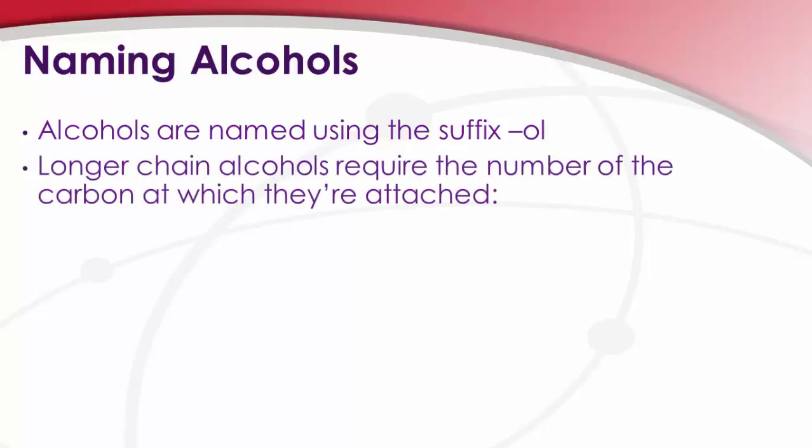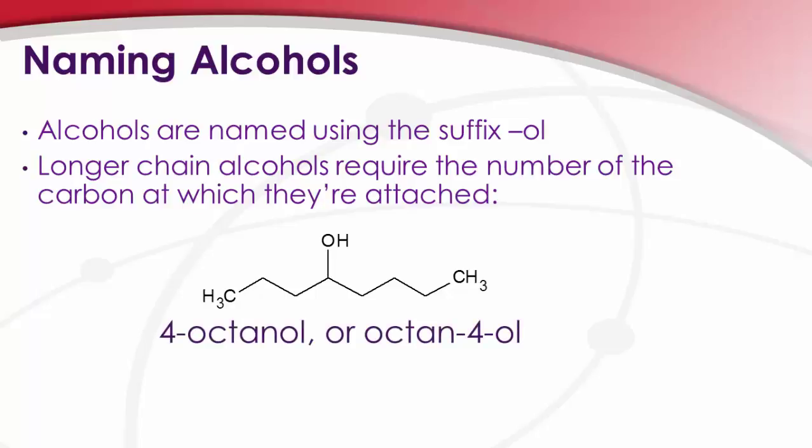And of course, other than the absolute smallest of the alcohols, we're going to need to tell the observer which carbon they're attached to. So if we have this compound, 2, 4, 6, 8, this is octane, but on the 4th carbon we have an alcohol group. So this would be 4-octanol. And an alternate name could be octan-4-ol. We'll typically use the first name, 4-octanol, for this.